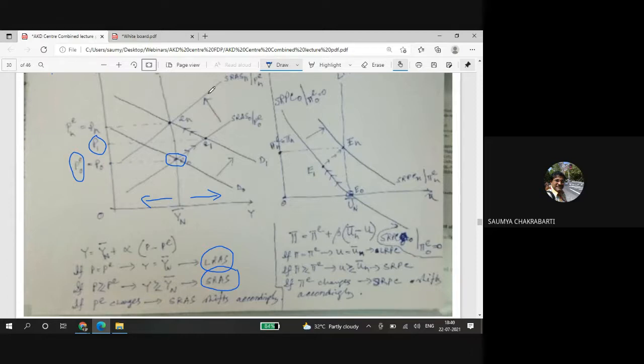Why does it shift? If PE rises, see, I have written here PE naught. So what does this mean? Along this whole curve, PE is given. It's the operation of P. It is due to the movement of P, but not the movement of PE. But the shift is because of the movement of PE.